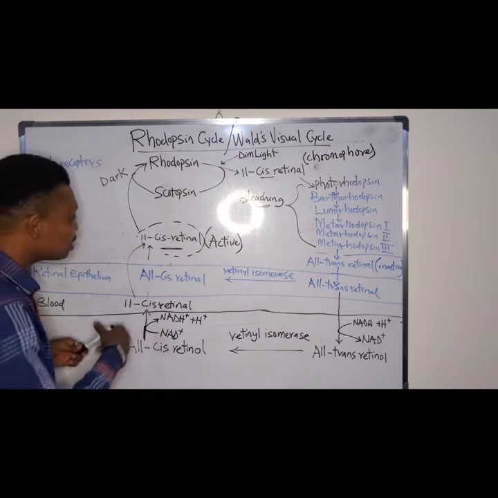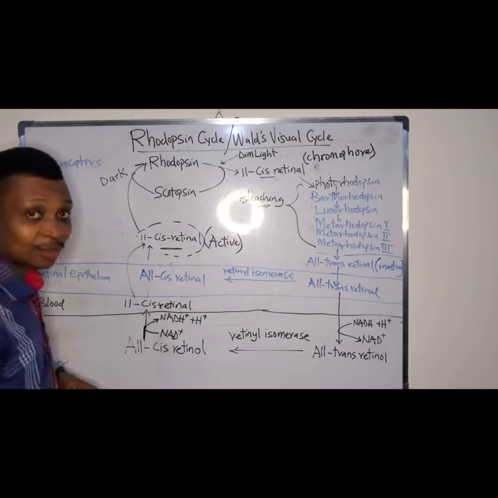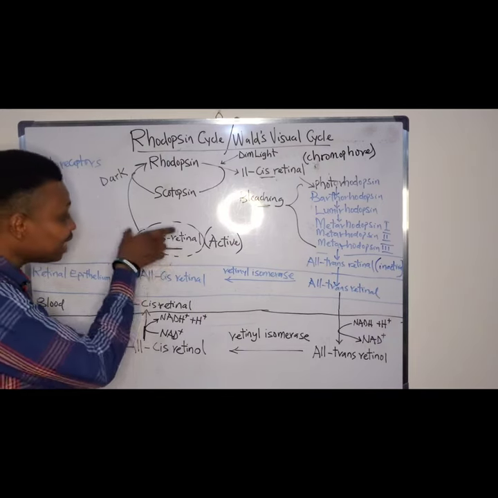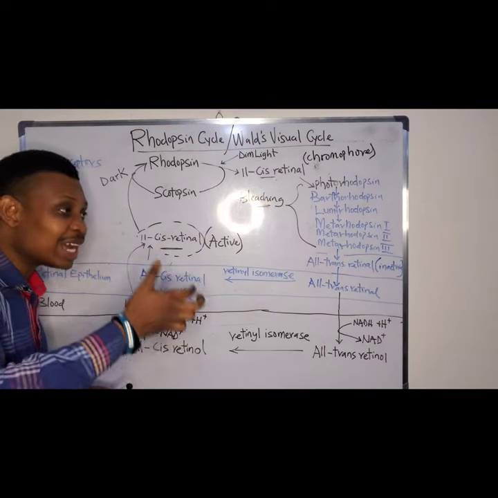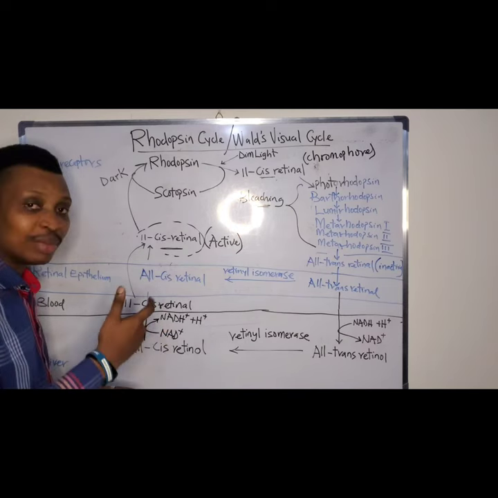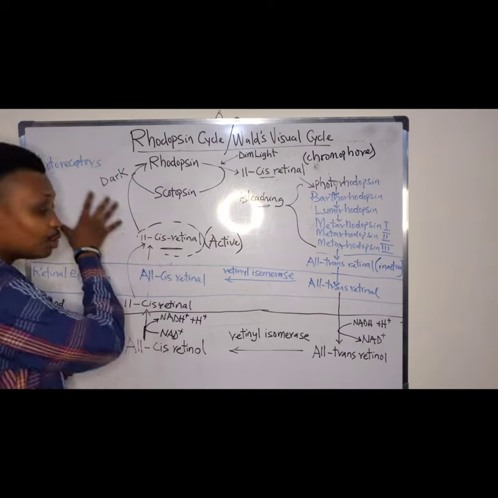Now, this 11-cis retinal in the photoreceptor is active. So as long as there is 11-cis retinal in the photoreceptor, vision will always be maintained under that dim light. Under the dim light, vision will be maintained as long as 11-cis retinal is present in the photoreceptor.